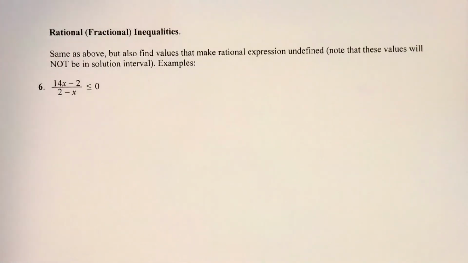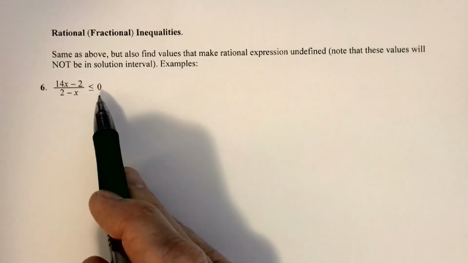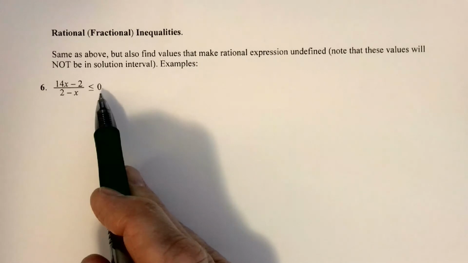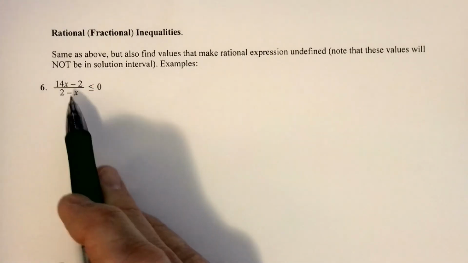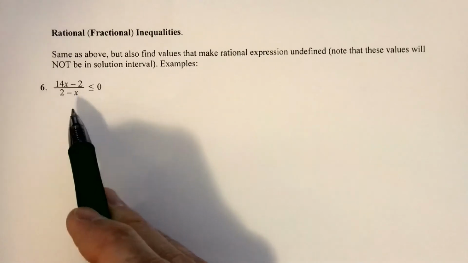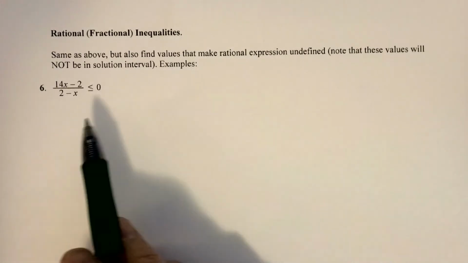So let's take a look at an example. Again, I want to start by getting 0 on one side of the inequality, and hey, we've got the 0. That's good. If I didn't have a 0 here, I want to subtract to get everything over on one side. And we'll look at an example of that in the next problem. So, how do we proceed here?